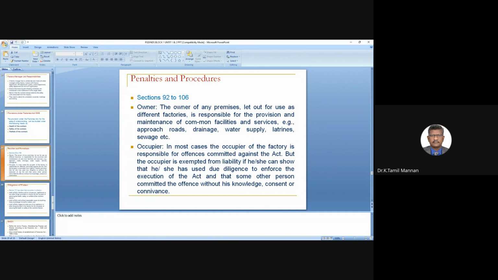Similarly, in most cases the occupier of the factory is responsible for offences committed against the Act. But the occupier is exempted from liability if he or she can show that he or she used due diligence to enforce the execution of the Act, and that some other person committed the offence without his knowledge, consent, or connivance. So the occupier is exempted from liability if some other person committed the offence without his knowledge, consent, and connivance.